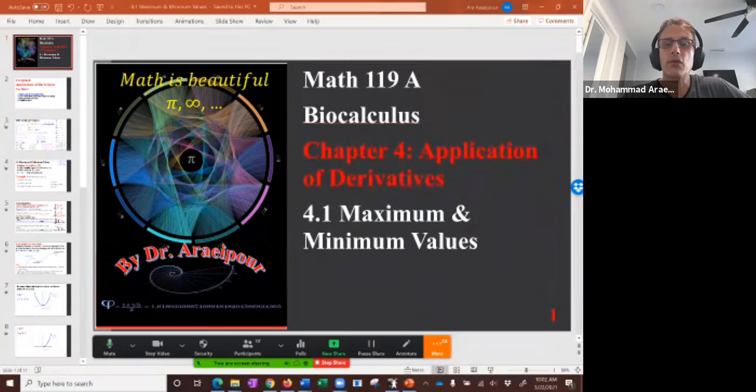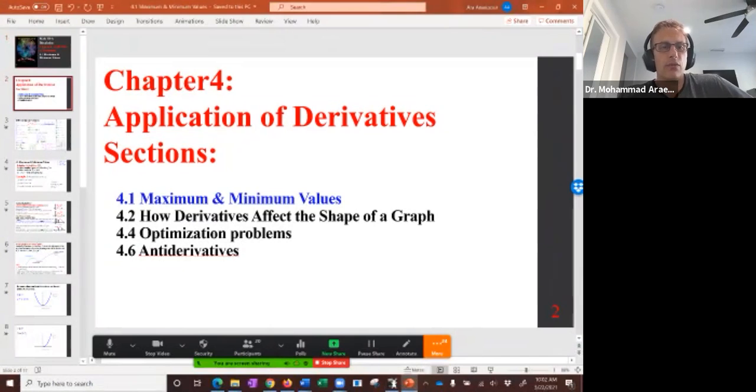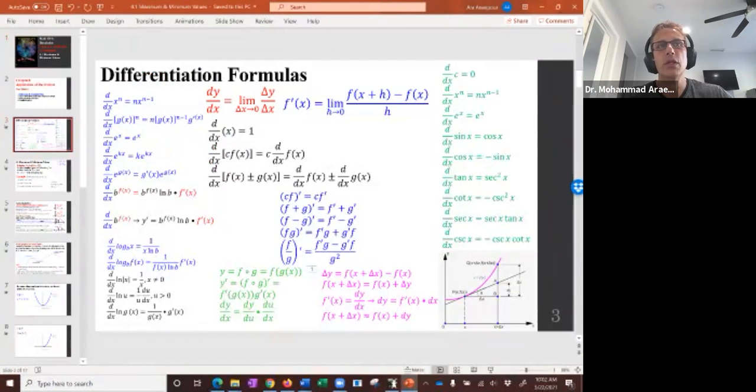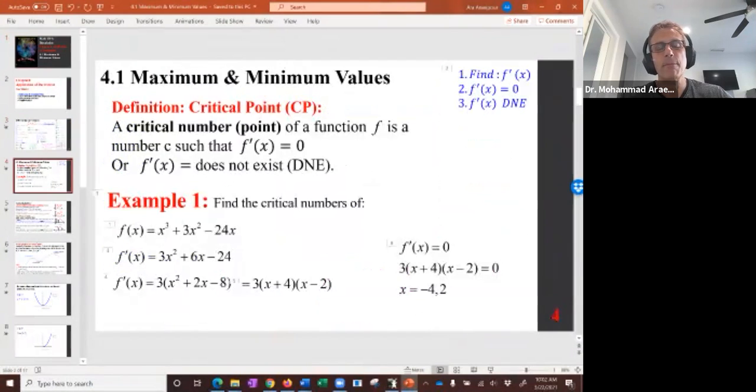We are looking at section 4.1, maximum and minimum values. We cover 4 sections: maximum and minimum values, how derivatives affect the shape of a graph, optimization, and anti-derivatives. Differentiation formulas we should be very comfortable with.